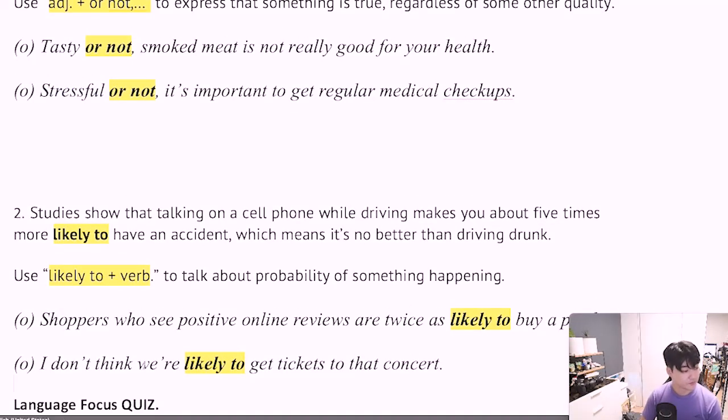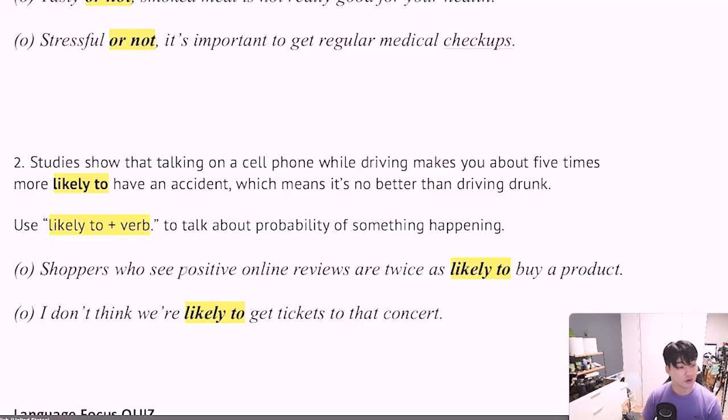Studies show that talking on a cell phone while driving makes you about 5 times more likely to have an accident, which means it's no better than drink driving or driving drunk. Okay, likely to. We use "likely to" plus verb to talk about the probability of something happening.